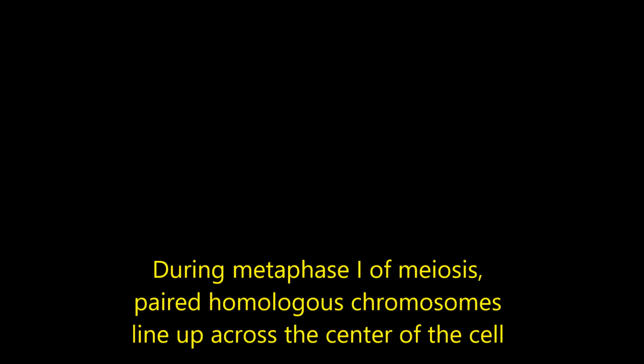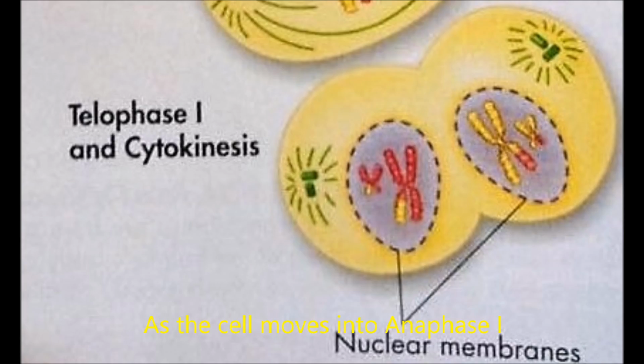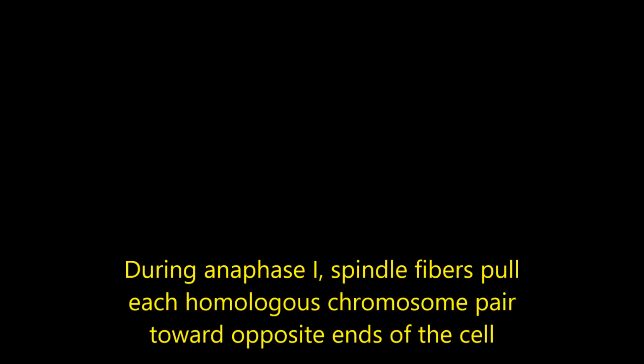During metaphase 1 of meiosis, paired homologous chromosomes line up across the center of the cell. As the cell moves into anaphase 1, the homologous pairs of chromosomes separate. During anaphase 1, the spindle fibers pull each homologous chromosome pair toward opposite ends of the cell.